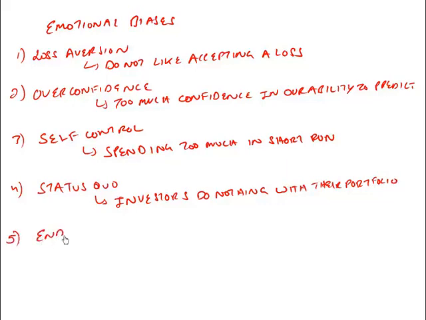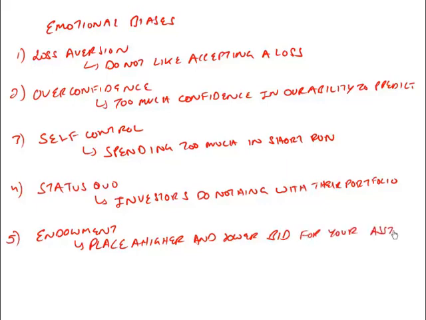The fifth bias was called endowment, which said that you place a higher ask and a lower bid for the same asset, or for your assets, which makes you end up not selling these assets and deviating from proper asset allocation. The last bias was regret aversion, which is that investors want to avoid the feeling of regret.